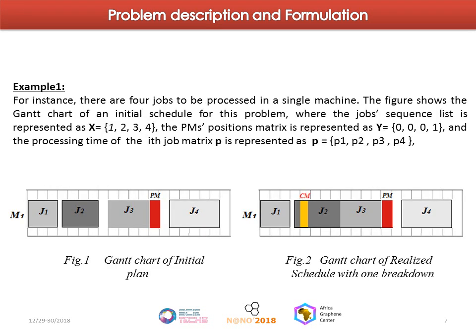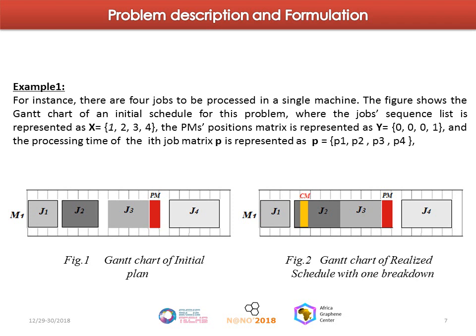I will show you two examples to understand the subject. For the first example, there are 4 jobs to be processed in a single machine. The figure shows the Gantt chart of the initial schedule for this problem. As you can see in the figure, in order to absorb the unpredictable machine breakdowns and instability, we propose to proactively insert the idle time into the schedule.